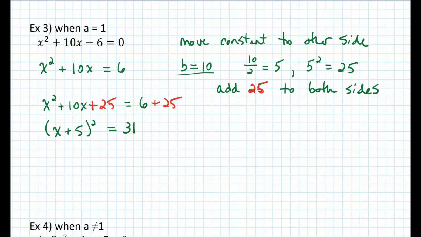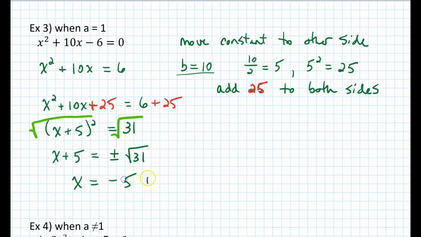And now that I have that, I can take the square root of both sides. I have x plus 5 times x plus 5, so when I take the square root, it leaves me with x plus 5 equal to plus or minus the square root of 31, because I cannot simplify root 31. What's left? I just subtract 5. x is equal to negative 5 plus or minus the square root of 31.